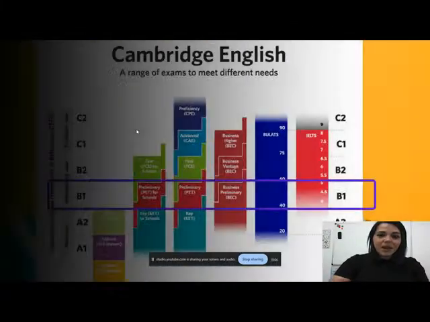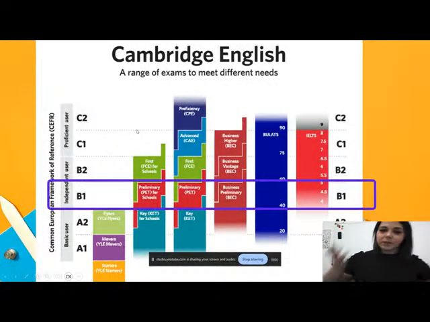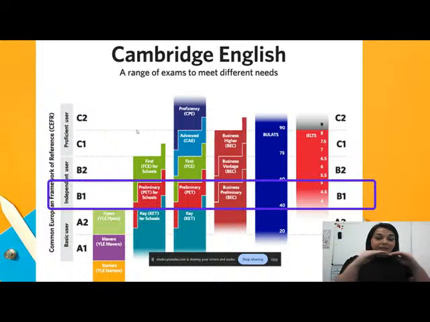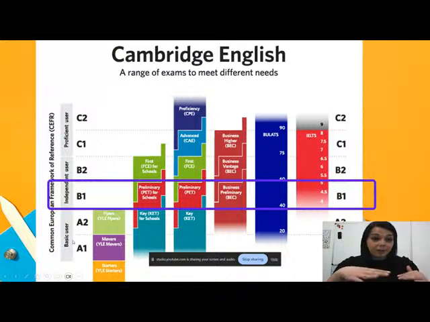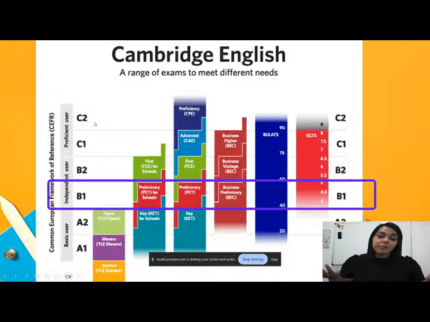Here we go. Okay, so first of all, let's have a look at where the B1 level sits in regards to the different levels of English that we have. You can see here on the left-hand side, we have the levels from A1 all the way up to C2. A1 being very basic, beginner level, and up to C2 being basically bilingual.